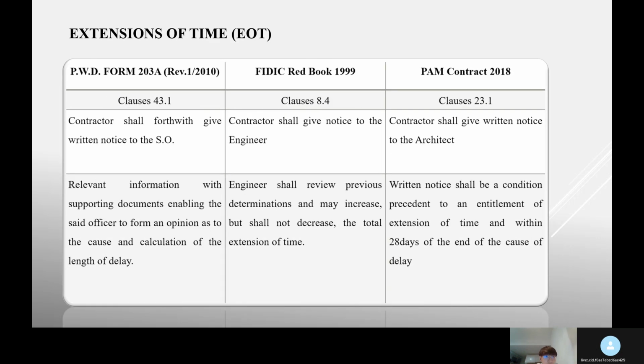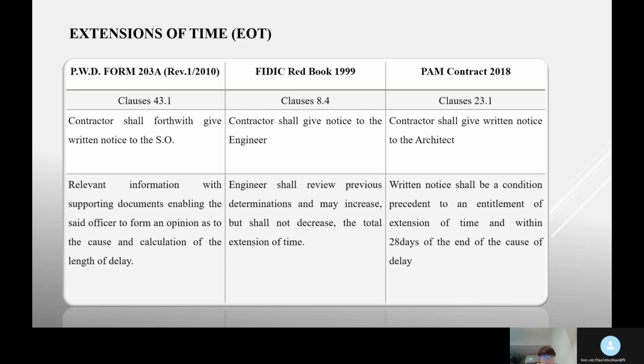Now is extension of time. In PWD Form 203A, clause 43.1, the contractor should forthwith give written notice to the SO, with relevant information and supporting documents enabling the said officer to form an opinion as to the cause and calculation of the length of delay. Second is FIDIC Red Book 1999, clause 8.4.